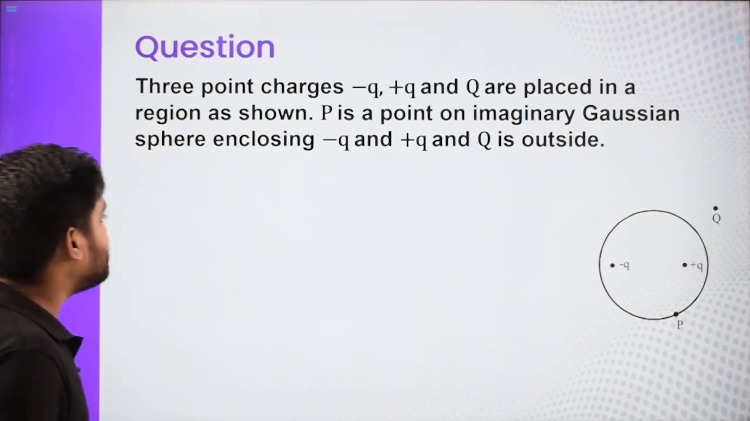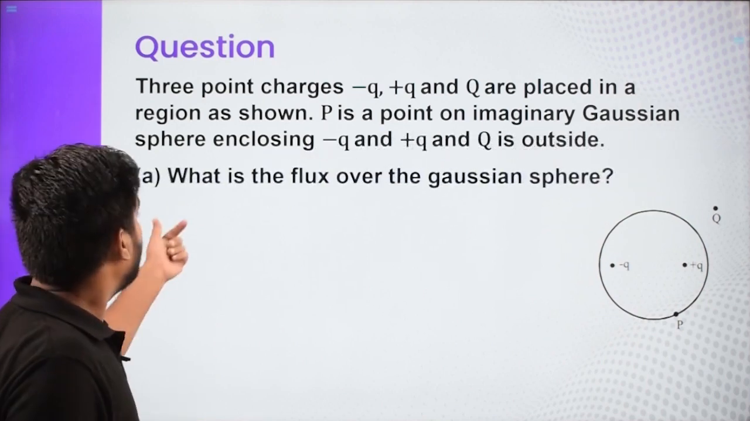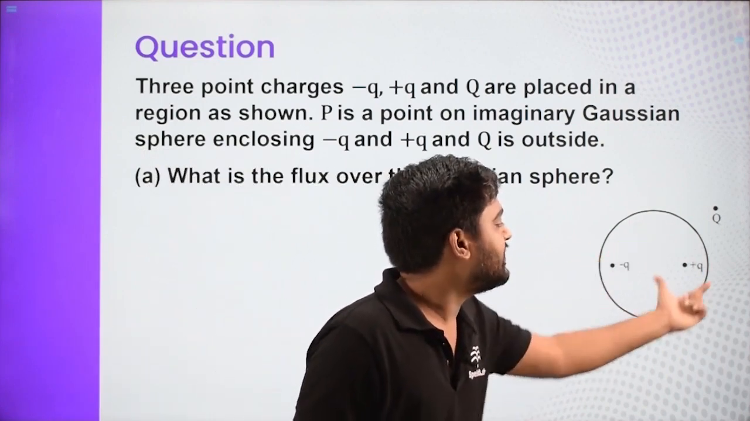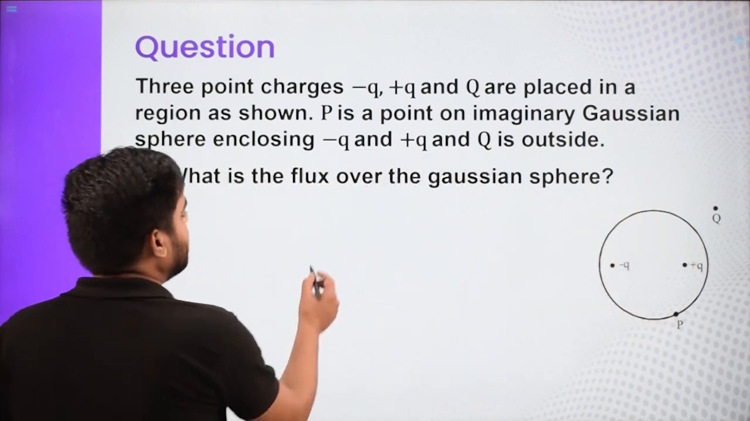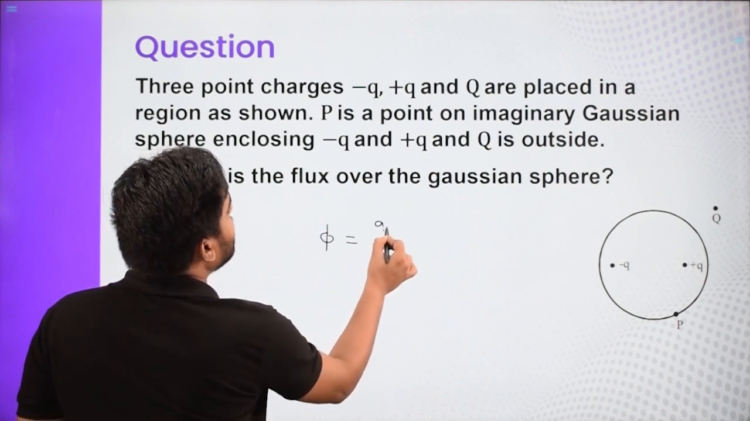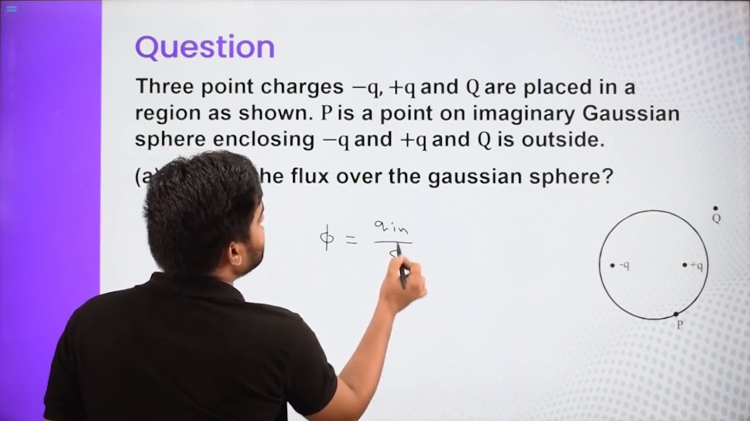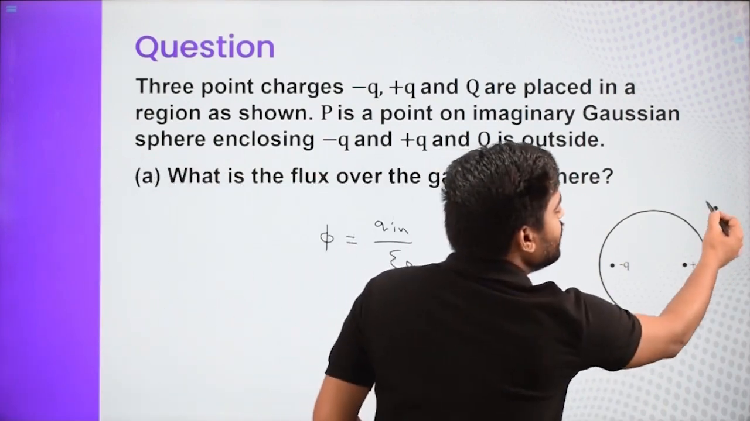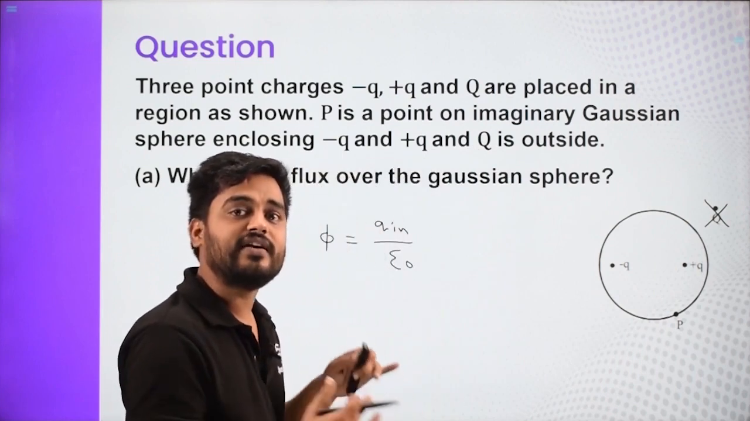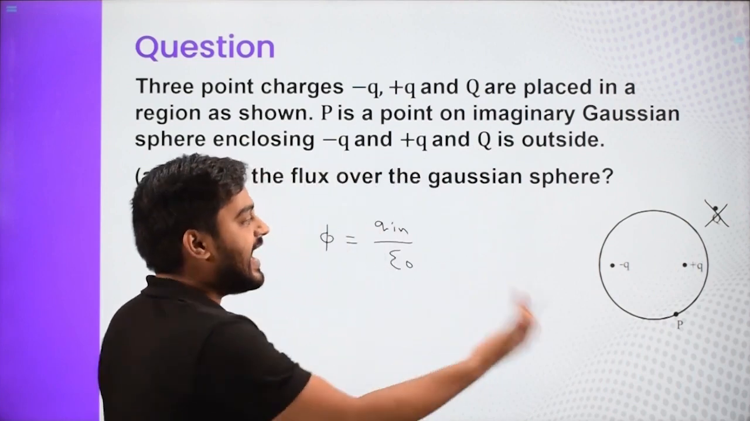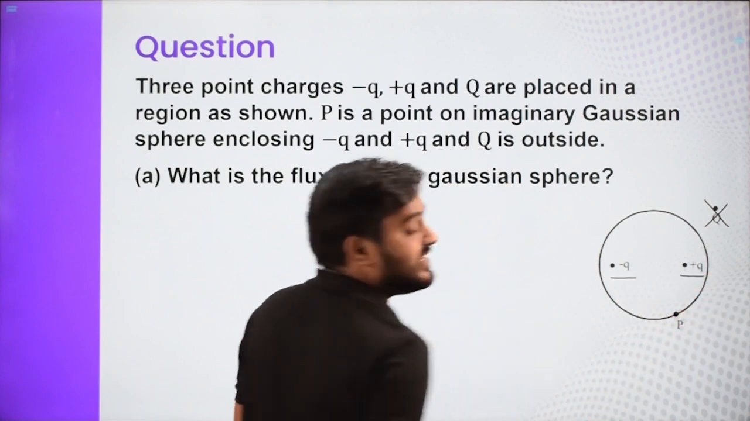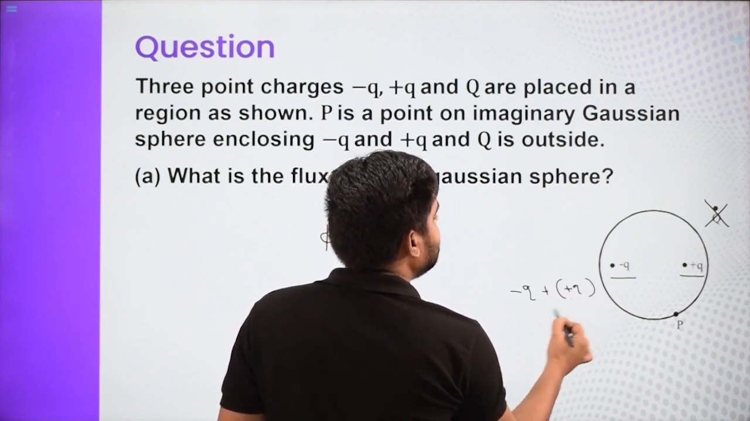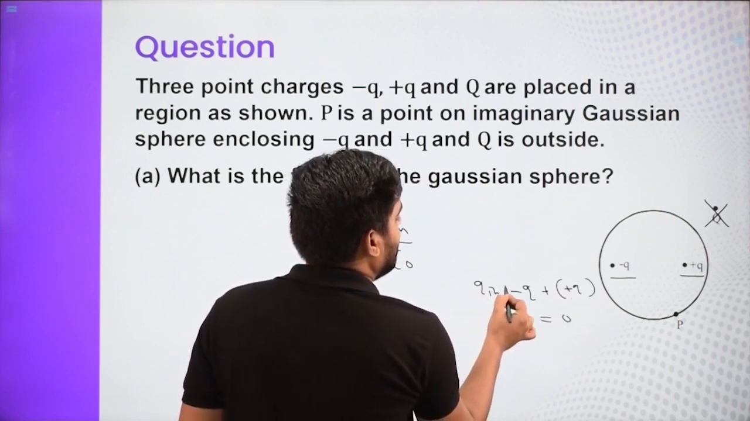Now the first question is: what is the flux over the Gaussian sphere? What is the total flux on this Gaussian sphere? We will say the total flux is nothing but Q in by epsilon naught. Q in is the algebraic sum of all the charges present inside. So capital Q does not play any role because it is lying outside the closed Gaussian surface. Now the algebraic addition of these two is minus q plus q, which is 0. So this is my Q in, and Q in is 0.